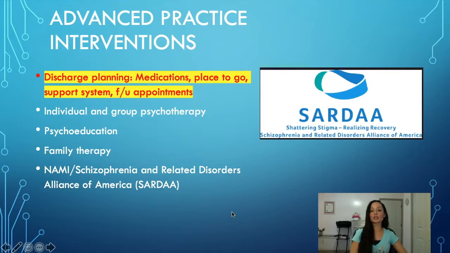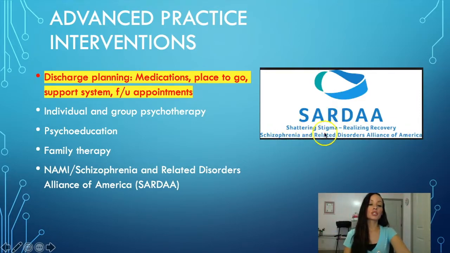Advanced practice interventions for these individuals. Remember, discharge planning starts on admission. We want to get together their medications. What meds are they going to be on? Can they afford them? Where are they going to go after we discharge them? Do they have a support system? Do they have a family? Are they going to come to their follow-up appointments? Do they have transportation? Do they know where their follow-up appointments are?